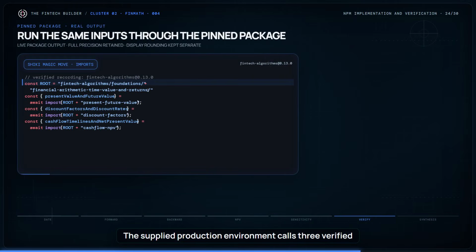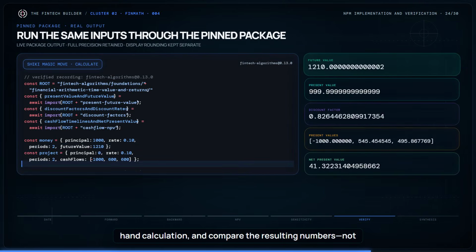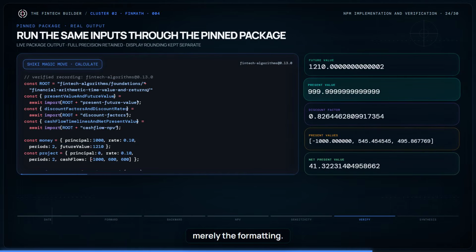The supplied production environment calls three verified foundation functions. They calculate present and future value, discount factors, and cash flow net present value. Pin and verify the package version before recording. Pass the same synthetic inputs used in the hand calculation and compare the resulting numbers, not merely the formatting.